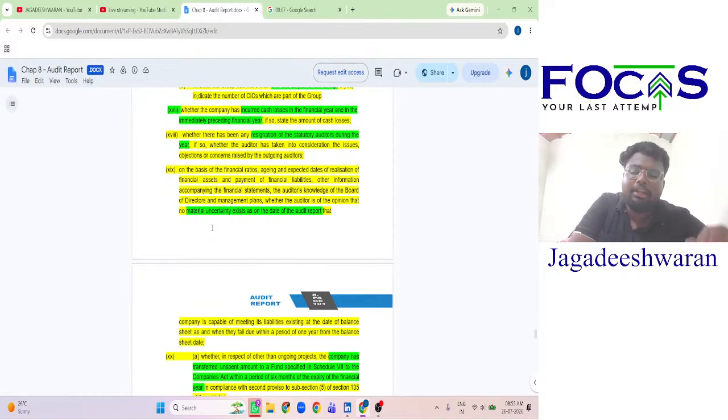So என்ன சொல்றாங்க, balance sheet date-ல there is no material uncertainty exist as on the date of the auditor report that company வந்து capable of meeting its liabilities. ஓகேங்களா, balance sheet date-ல என்ன liability இருக்கோ அந்த liability-ஐ meet பண்ண capable-ஆ அப்படின்னு பார்க்கணும், falling due within 1 year from the balance sheet date. So 1 year குள்ள என்னென்ன due ஆகப் போகுதோ அந்த liabilities எல்லாம் meet பண்றதுக்கு capable-ஆ, அதுக்கு material uncertainty எதுவுமே இல்லைன்னு auditor has to give an opinion. So on the basis of the financial ratios, aging, expected dates of realization of financial assets, payment of financial liabilities, and any other financial information accompanying the financial statements, auditor has to give an opinion that no material uncertainty exists as on the date of the balance sheet.